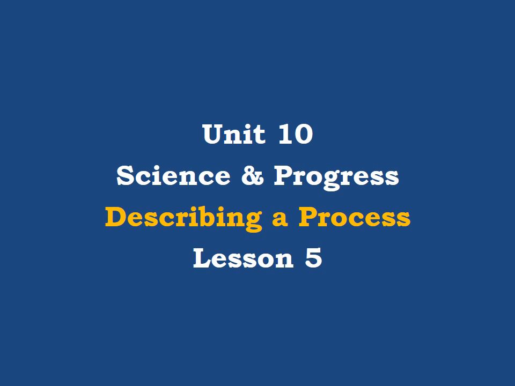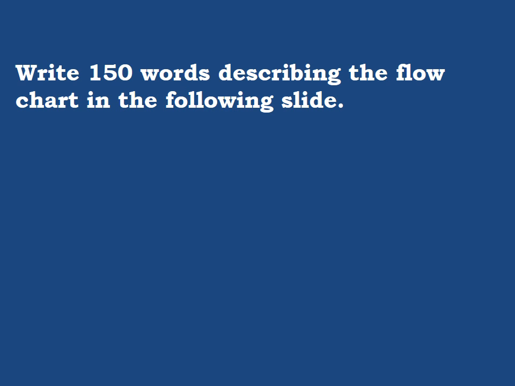Hello again. This is lesson 5 of chapter 10 about describing a process, and it is the last lesson regarding task 1. Remember last time I gave you a task to write a description describing a process of manufacturing plastic paper clips. This was the assignment: write 150 words describing the flow chart.